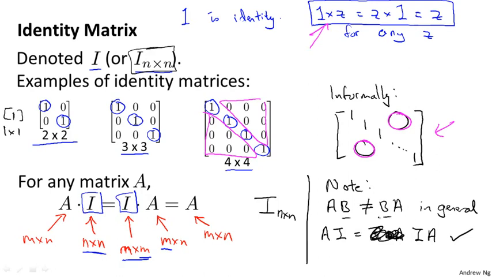So that's it for the properties of matrix multiplication and special matrices like the identity matrix that I want to tell you about. In the next and final video on our linear algebra review, I'm going to quickly tell you about a couple of special matrix operations, and after that you'll have everything you need to know about linear algebra for this class.